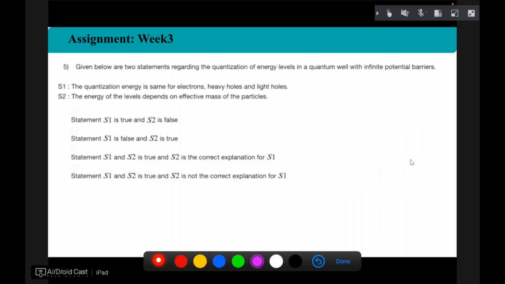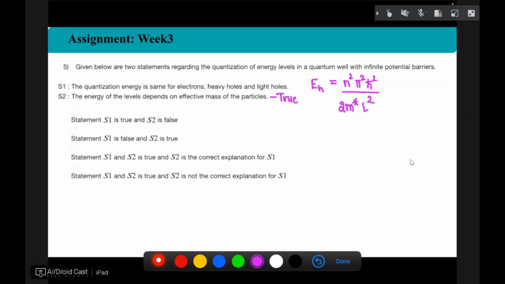We just saw what our quantum confinement energy is: n squared pi squared h cross squared upon 2 m star L squared. So obviously the energy depends on the effective mass of the particle. So now we know that statement 2 is correct. Okay, so statement 2 is true.